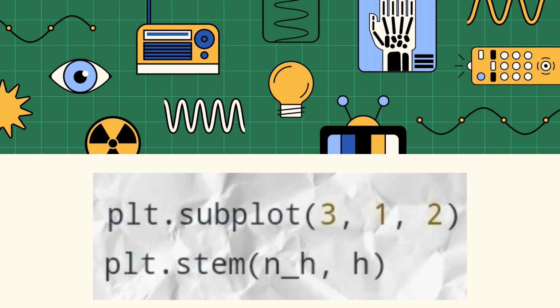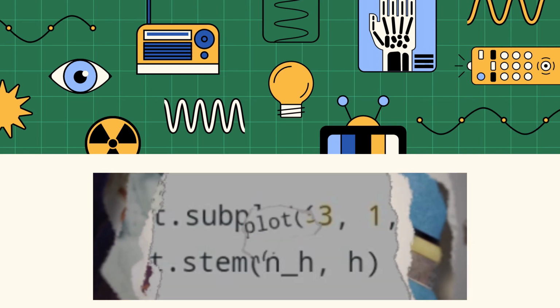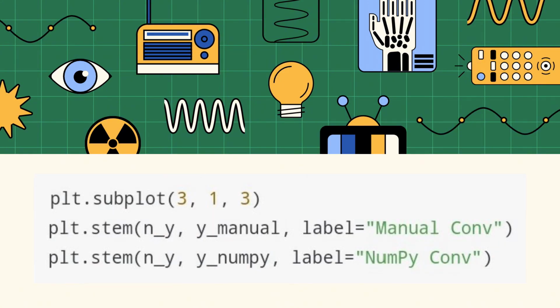Plot 2. Impulse response h of n. This plot displays the impulse response h of n, which characterizes the system. Plot 3. Convolution output y of n.